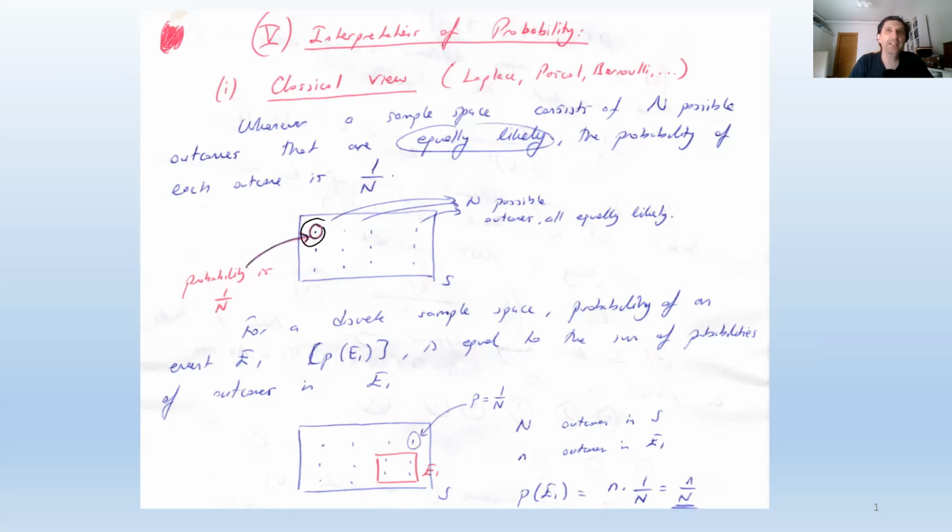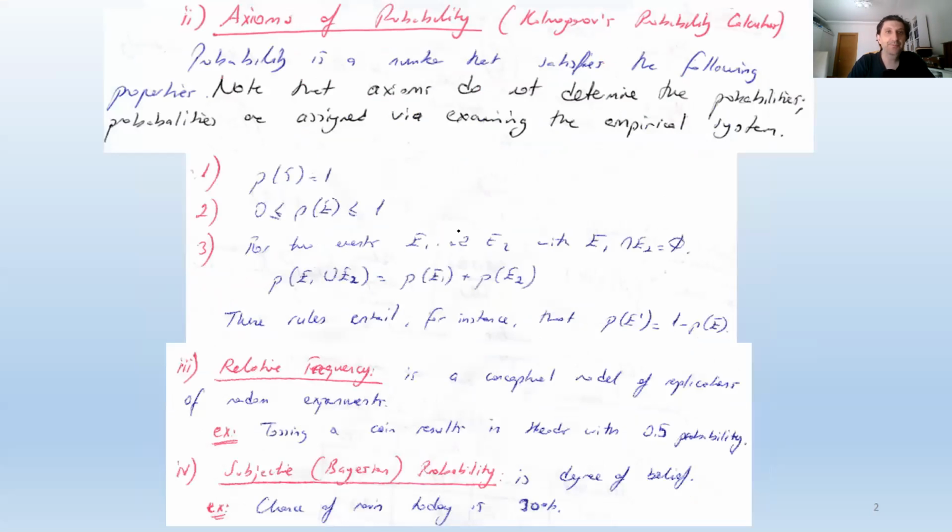The typical example is throwing a dice. You have 6 outcomes, so the probability assigned to each of these outcomes is going to be 1 over 6. And this is pretty much used in gambling. The problem here is that we assign equal weights to each outcome, and there may be cases where this is not so. Well, the second one is the axioms of probability, which is due to Kolmogorov.